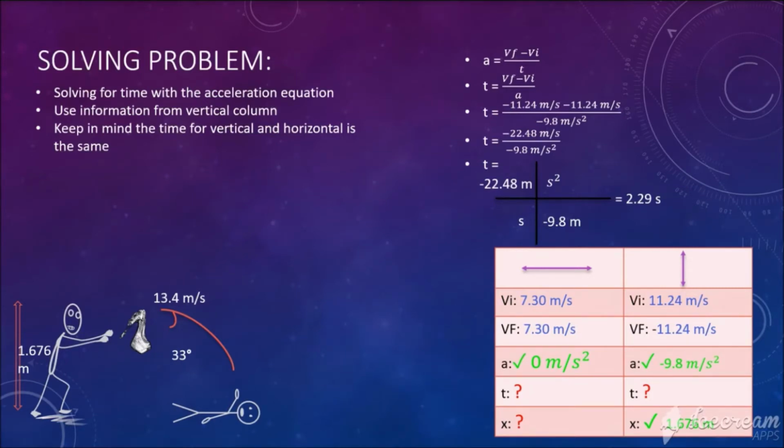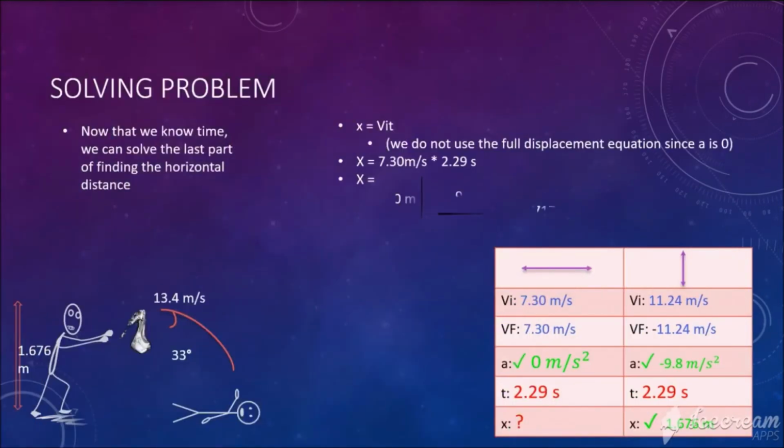Since we're using the vertical components, it's negative 11.24 meters per second minus 11.24 meters per second, over negative 9.8 meters per second squared. Then I use unit analysis. Notice how the meters cancel out, and since there's seconds squared in the denominator and seconds in the numerator, you get just seconds left, so that the time is 2.29 seconds, because you divided negative 22.48 by negative 9.8.